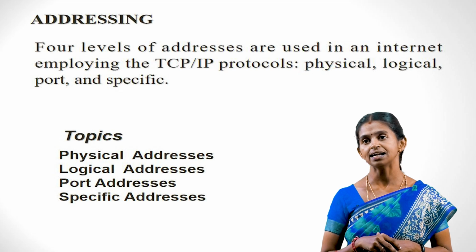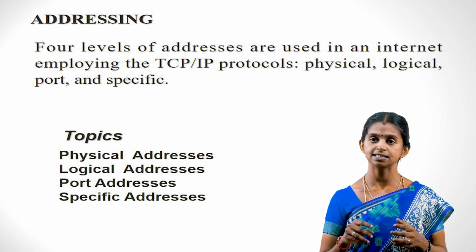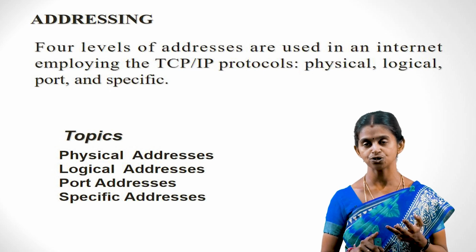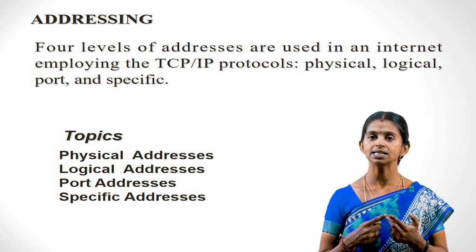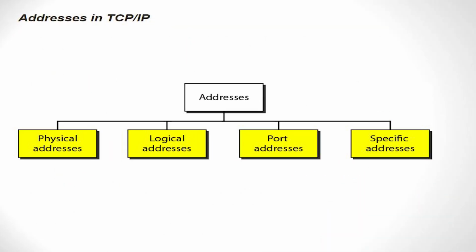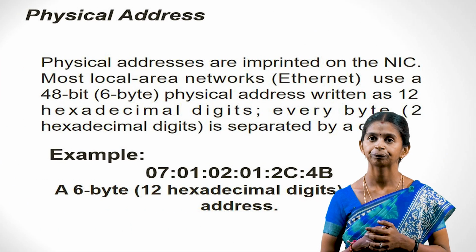Addressing. Four levels of addresses are used in the internet employing the TCP/IP protocols: physical, logical, port and specific. That is the physical address, logical address, port address and specific address, displayed below. The diagram of the addresses in TCP/IP and the relationship of layers to addresses in TCP/IP are displayed here for your reference.